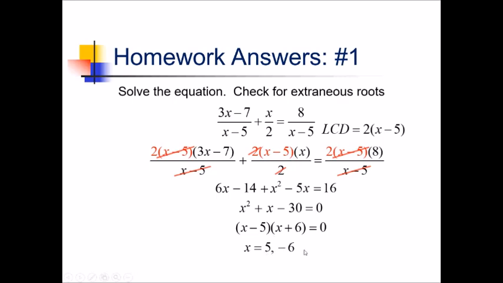And just double checking to make sure neither of these make anything undefined in the original equation, because I have to check for extraneous roots. If I plug 5 into the original, I see that I have 5 minus 5 in the denominator, which means I'm dividing by 0, and that's no good. So 5 makes the original undefined, and we're going to have to cross that off.